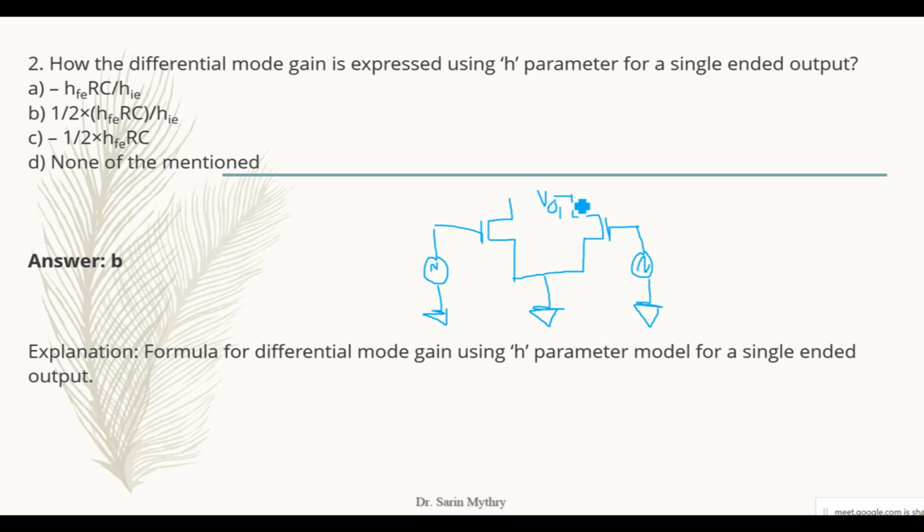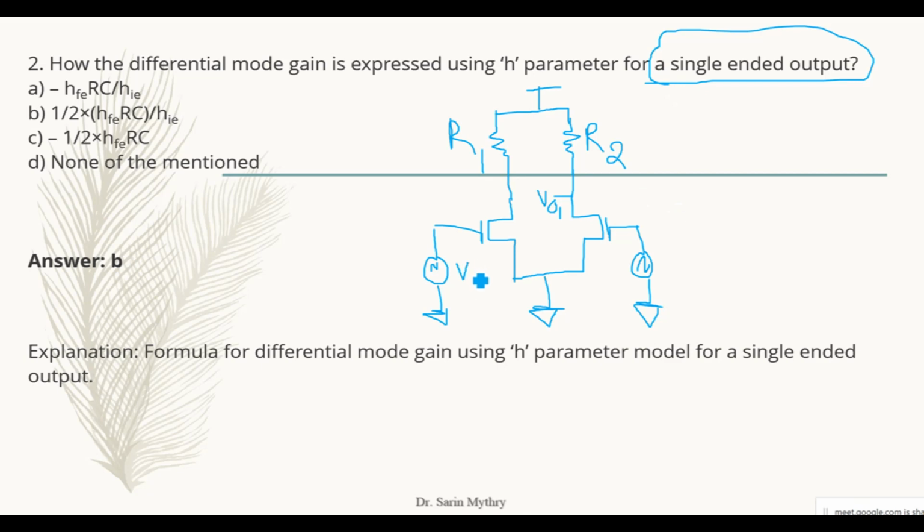Ultimately the load will be represented by resistors, or it will be the PMOSFETs if you are trying to draw the MOSFET diagram. But I am trying to take the load as a resistor, and this is your R1, and the next one is R2. If this kind of scenario is given, it is mentioned that only the H parameter of a single-ended output. Single-ended output means what? You can have either two input signals.